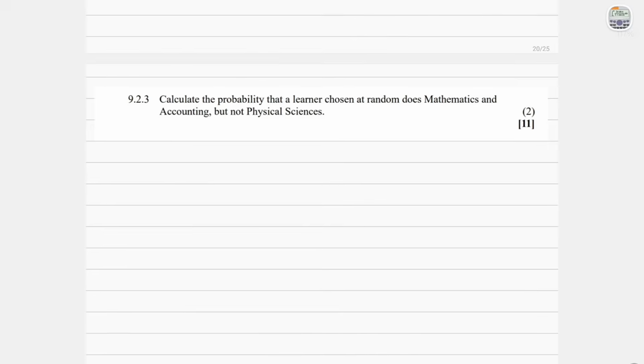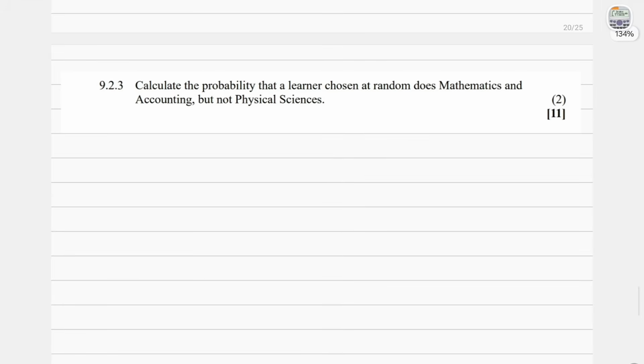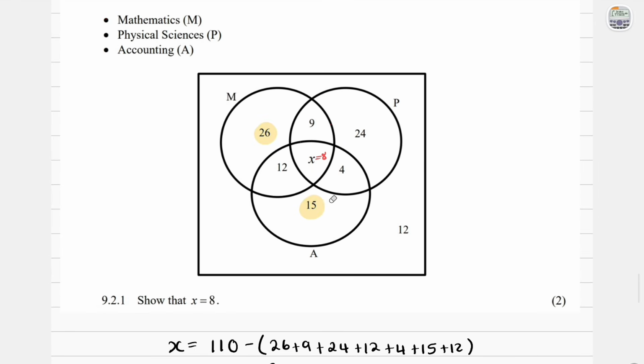Question 9.2.3 says, calculate the probability that a learner chosen at random does mathematics and accounting, but not physical sciences. Okay, so let's look at our Venn diagram. They do mathematics and accounting, meaning the intersection of them, but not physical science. So excluding physics would only be 12. Okay, so that is our answer.